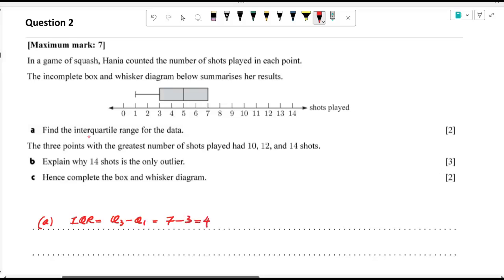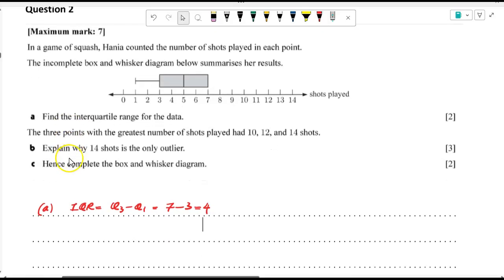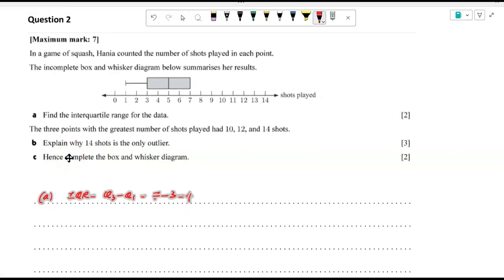Then the 3 points with the greatest number of shots played: 10, 12 and 14. Correct? Explain why 14 shots is the only outlier. How do you find the outlier? I don't know the formula for outlier. Is it in the book? Upper outlier, yeah. Where is it? In the formula booklet, it is not, sorry. Upper outliers are the numbers greater than Q3 plus 1.5 times IQR.